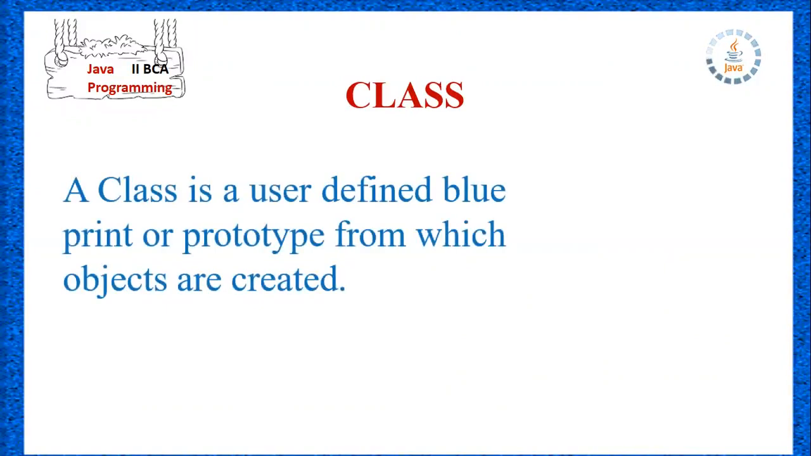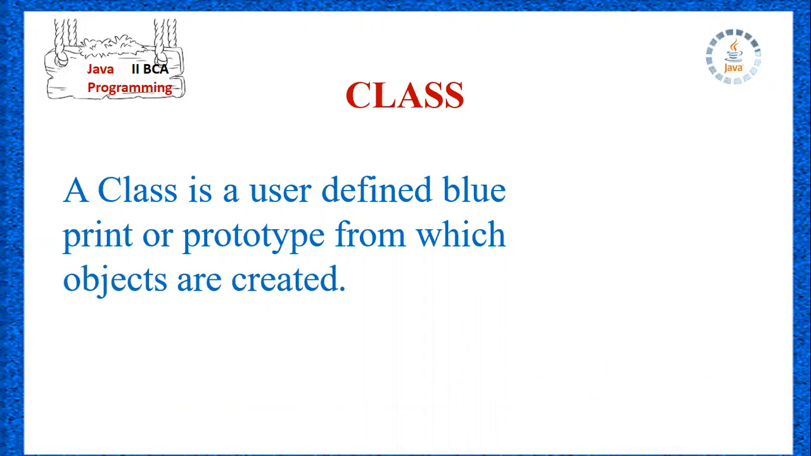Next one, class. A class is a user-defined blueprint or prototype from which objects are created. So we know the objects contain the data and the code to manipulate that particular data. The entire set of data and code of an object can be made a user-defined data type using the concept of a class. So the class may be thought of as a data type and an object as a variable of that particular data type. Once a class has been defined, we can create any number of objects belonging to that particular class.